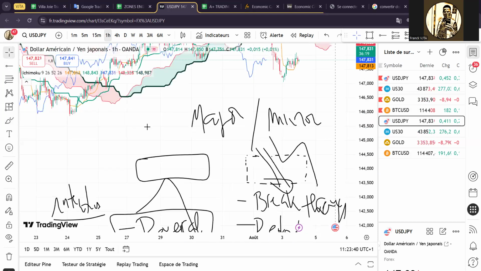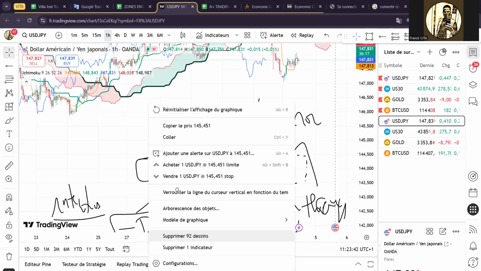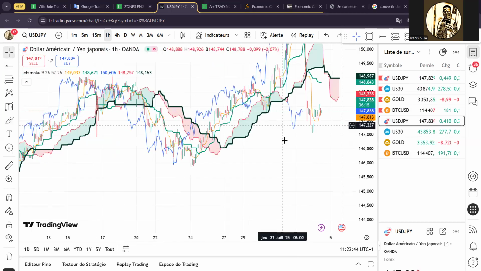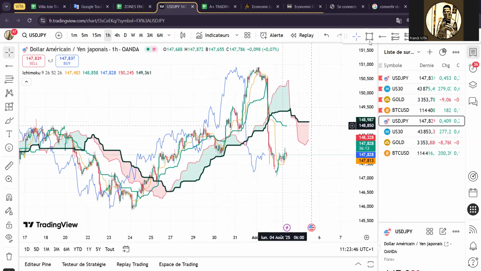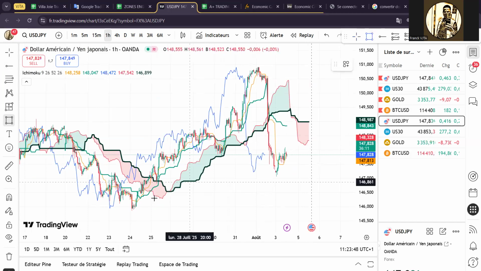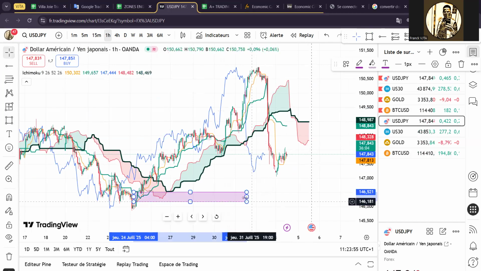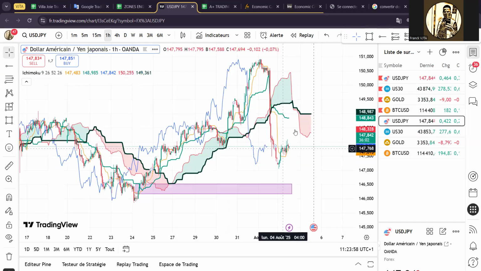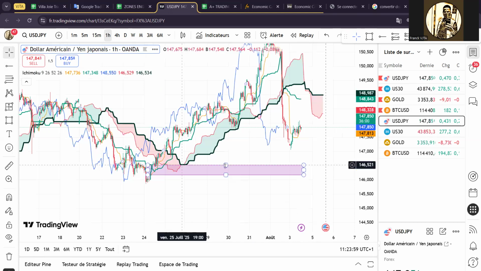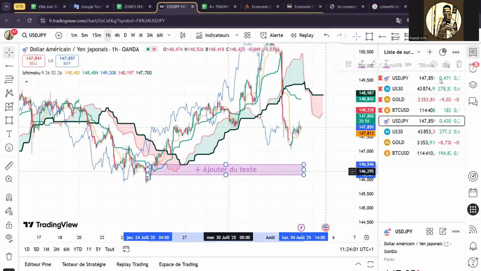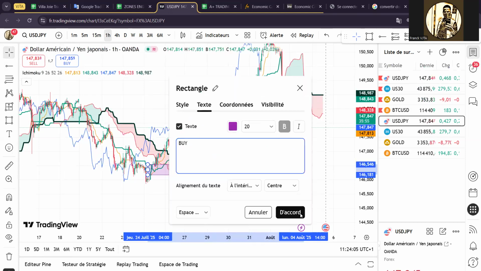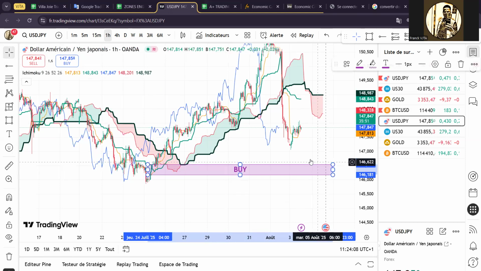So where are the major zones? On this uptrend, let us identify the major zone. This one is a major zone because it is at the extremity of this uptrend, right? This is a major zone. Between this twist and the Tenkan mountain down, it is a major zone. So I name it like this. This is a major zone.